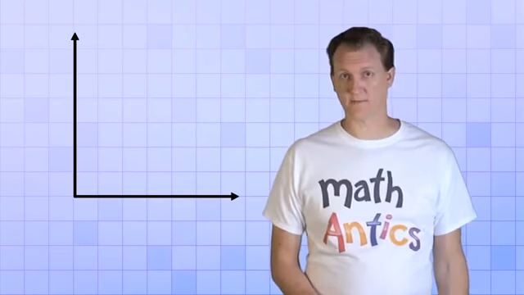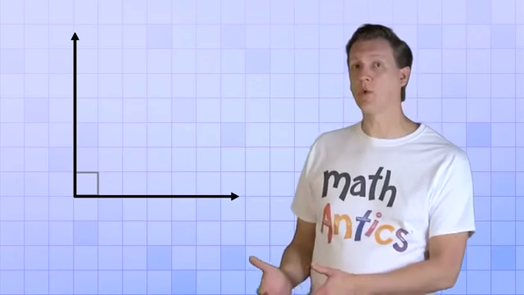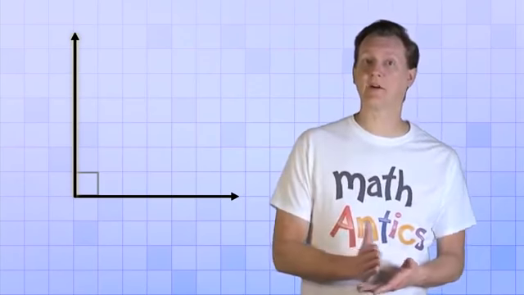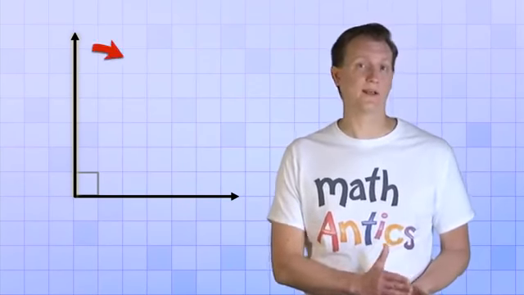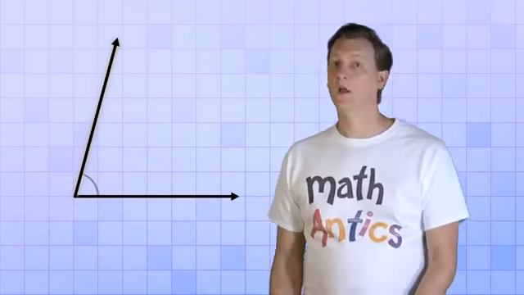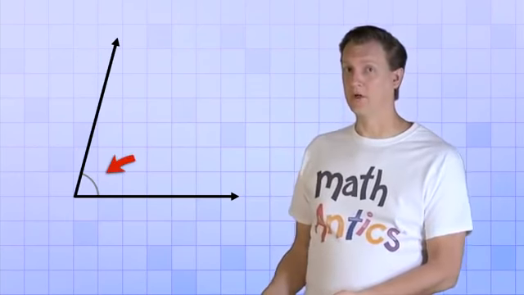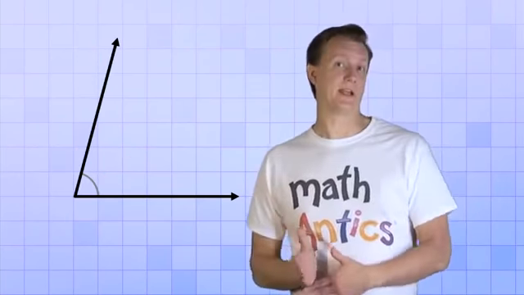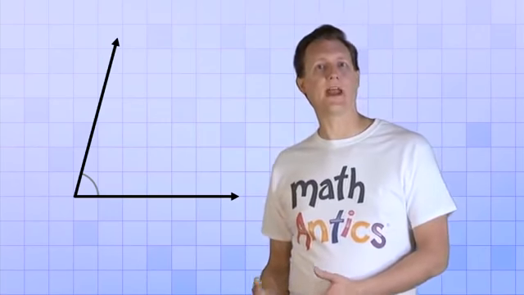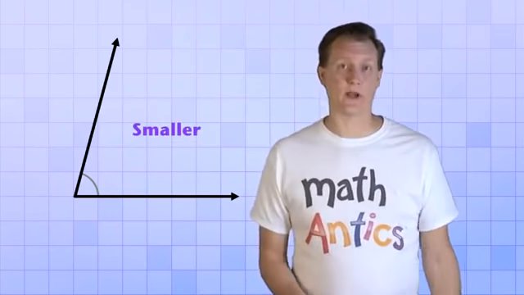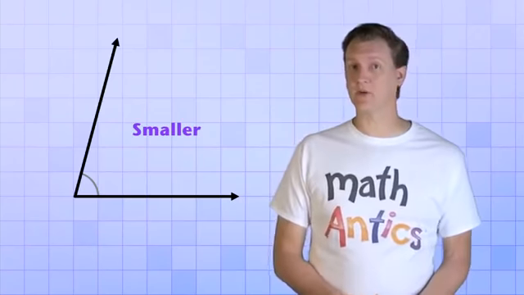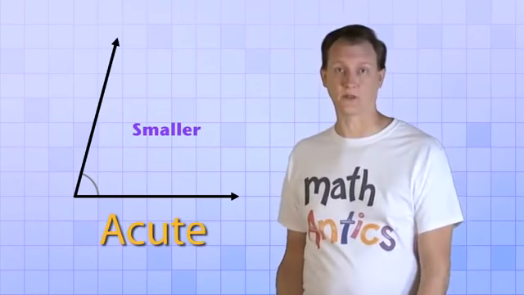Okay, now that you know what a right angle is, let's look at a simple one that's made from just two rays. What will happen if we take the ray pointing up and rotate it like the hand of a clock a little bit to the right, a little bit clockwise? Well, we don't have a right angle anymore because the rays are no longer perpendicular. Instead, we have an angle that's smaller or less than a right angle. Angles that are less than right angles are called acute angles.